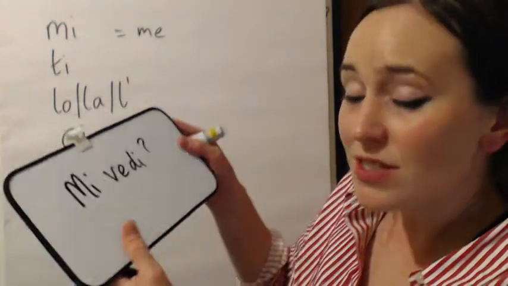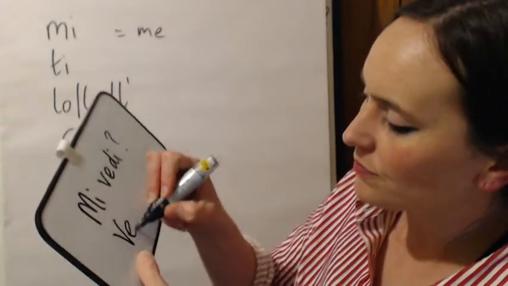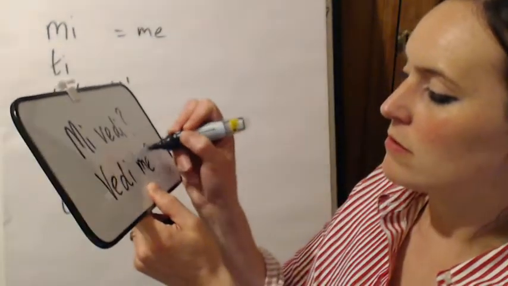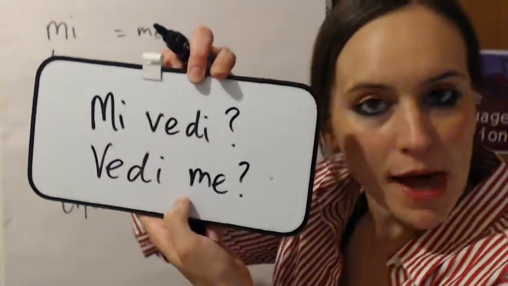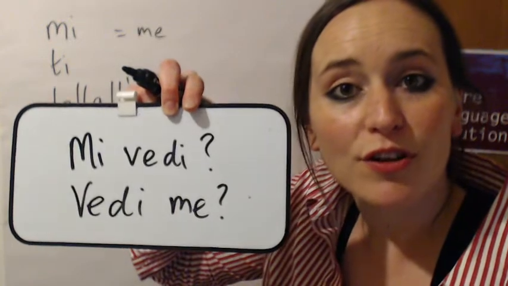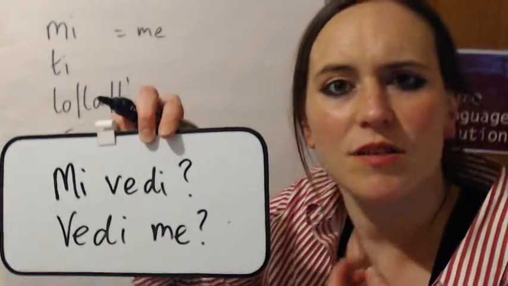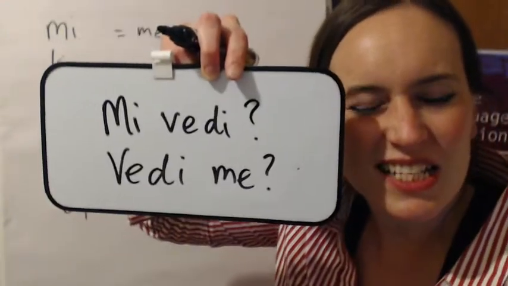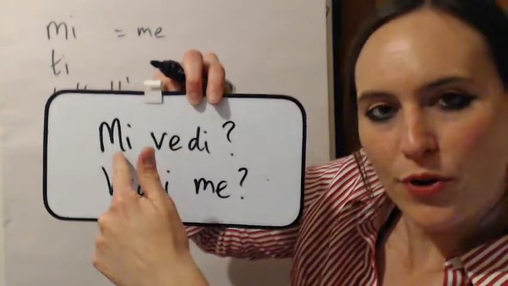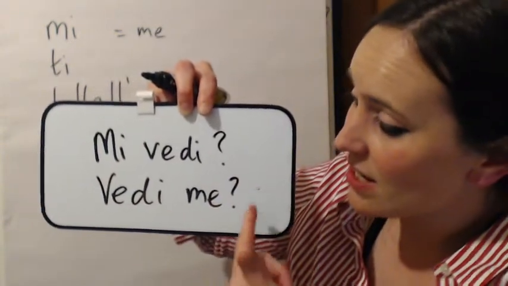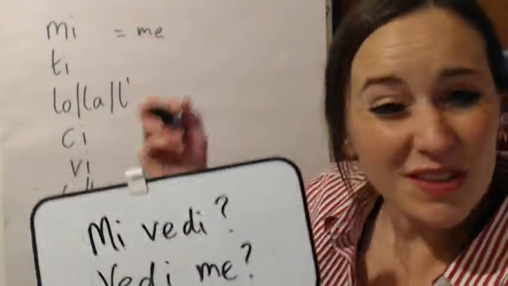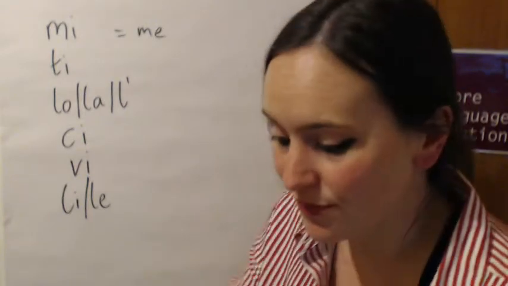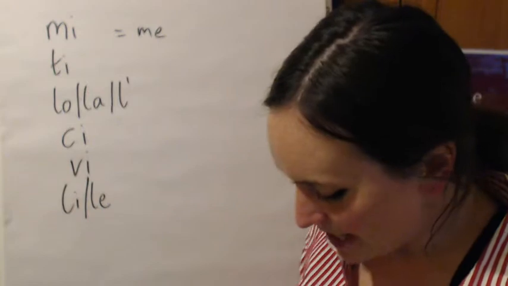So there is an alternative way of asking this in Italian. You could start off with the verb in the tu form, vedi me. So me is the stressed form of the pronoun mi. Do you see me? Is it me you see? But you won't tend to hear that in Italian. You'll tend to have the object pronoun that replaces this, and it will come before the verb. So mi vedi, do you see me? I might respond to that with sì, ti vedo. Yes, I see you. Ti vedo.